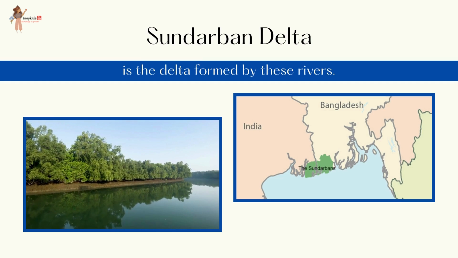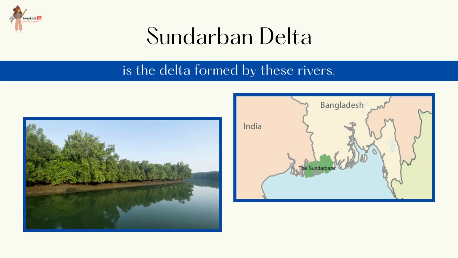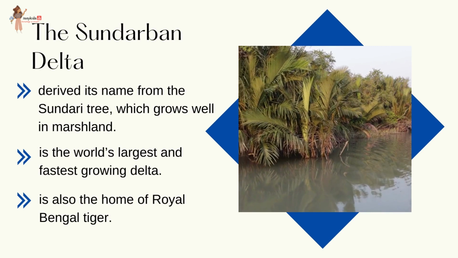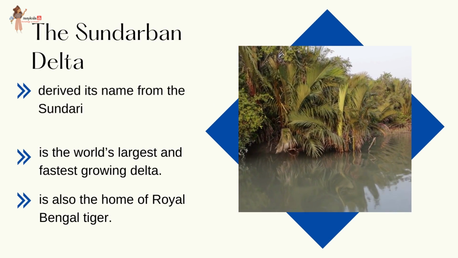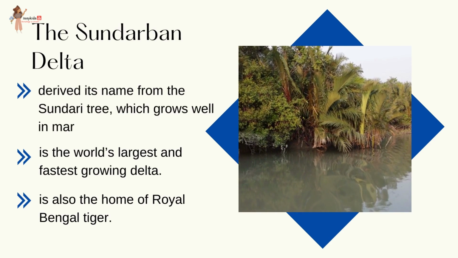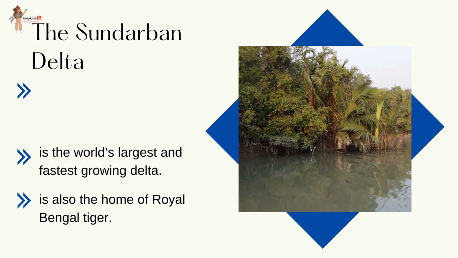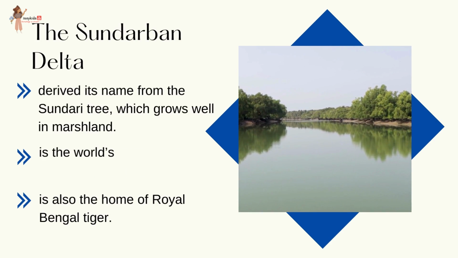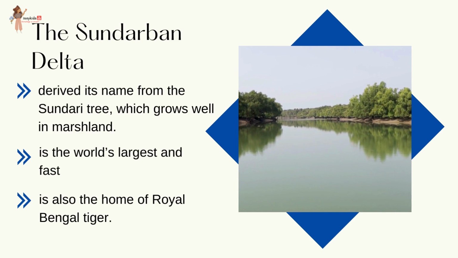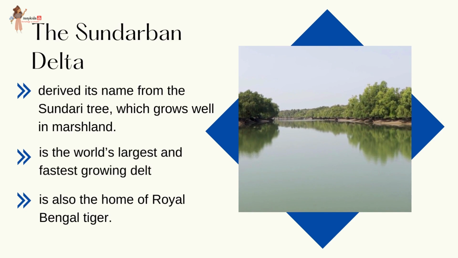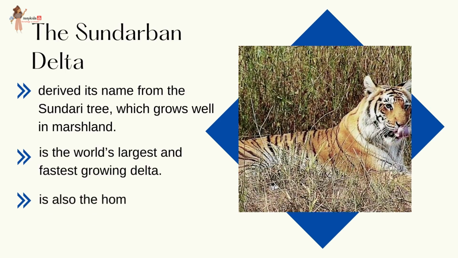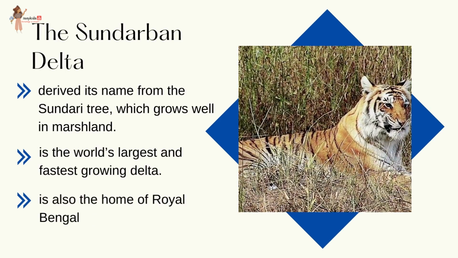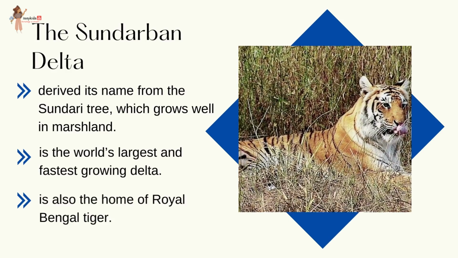The delta formed by these rivers is known as the Sundarbans Delta. The Sundarbans Delta derived its name from the Sundari tree, which grows well in marshland. It is the world's largest and fastest growing delta. It is also the home of Royal Bengal tiger.